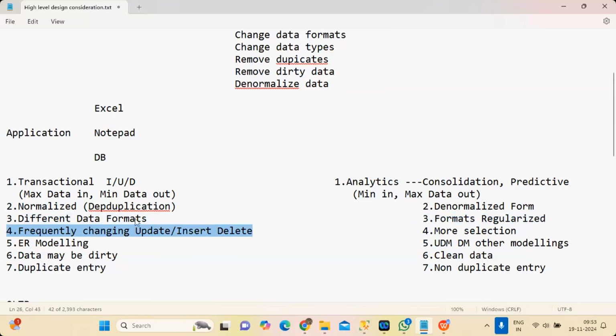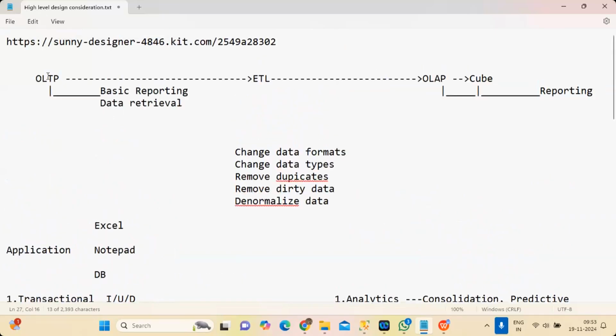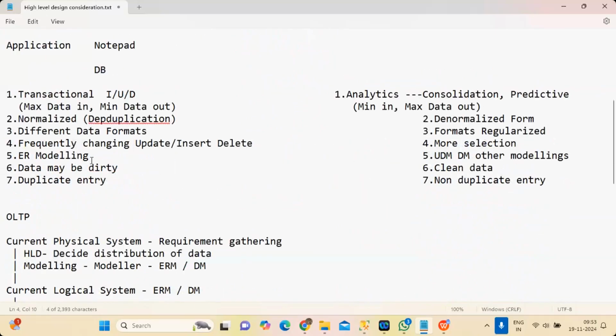The data is in different formats. The data is not deduplicated, and it's a transactional system. So this is what it is. So ER modeling is there. This is a modeling that we use for such data. What do I mean by modeling? We will cover it in detail, but I will tell you in brief.